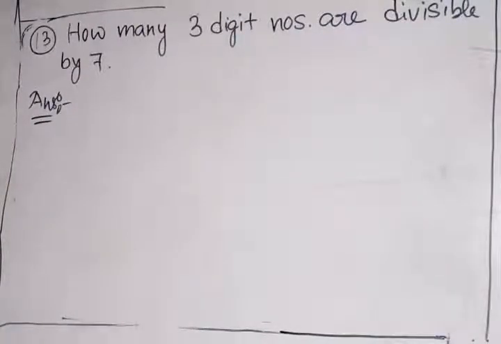Now this is number 13. It is a very important question. This type of question used to come. So the question is, how many 3-digit numbers are divisible by 7?